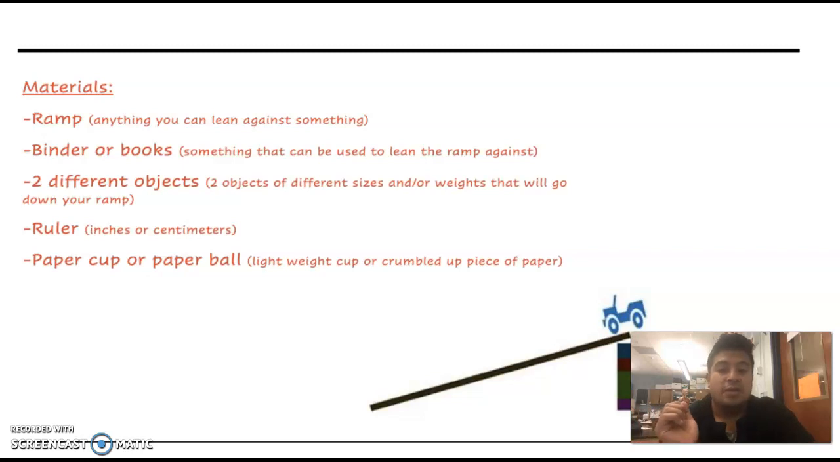All right. A ruler, which hopefully you guys all have, or you can use your planner. But remember, we are using centimeters, but for this experiment, if you don't have one, inches would be okay. A paper cup or a paper ball. A lightweight cup or crumpled up piece of paper in order to show the actual force going down.